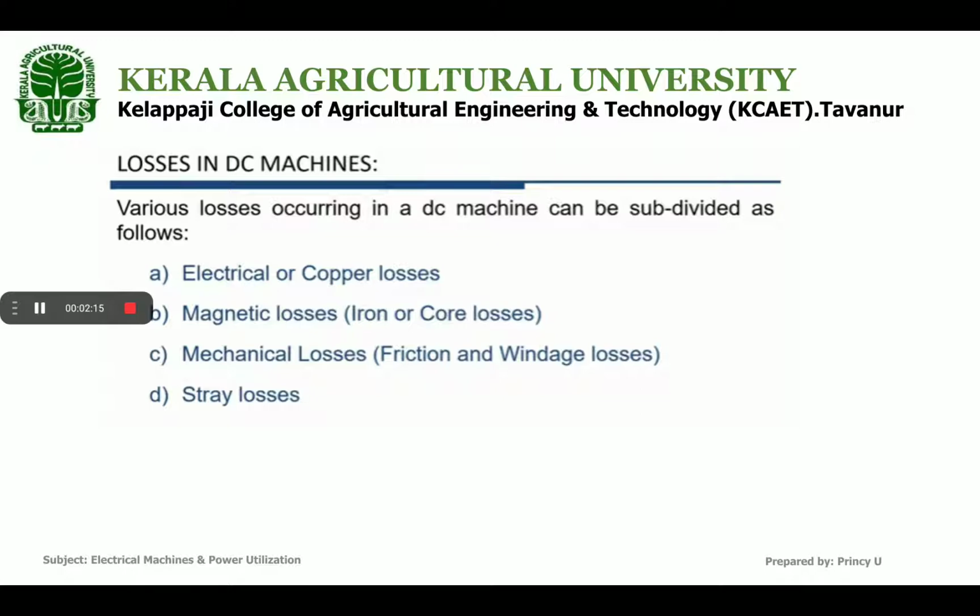Another one is magnetic losses, that is, iron or core losses. We have studied iron losses in transformers as hysteresis loss and eddy current loss. The same losses will be present in this generator also. And mechanical losses, which are due to the rotational parts in a DC machine, there will be friction and windage losses. That is called mechanical losses. And some losses which are difficult to calculate or determine come under stray losses. Okay. We will study this in detail.